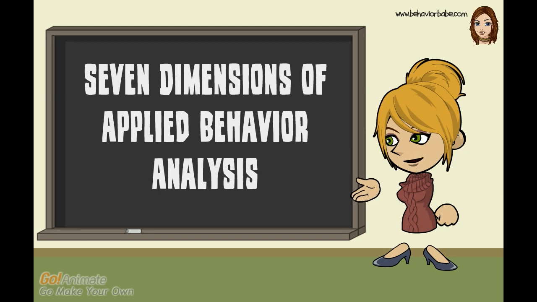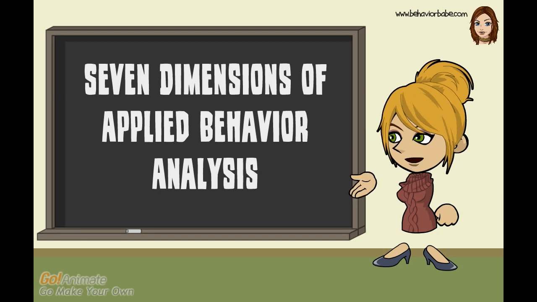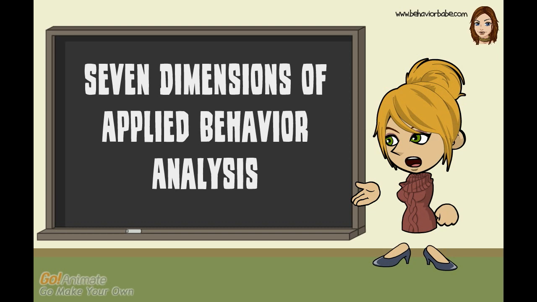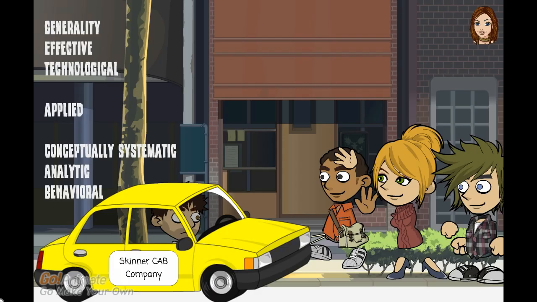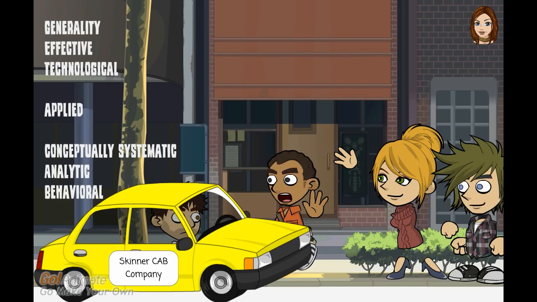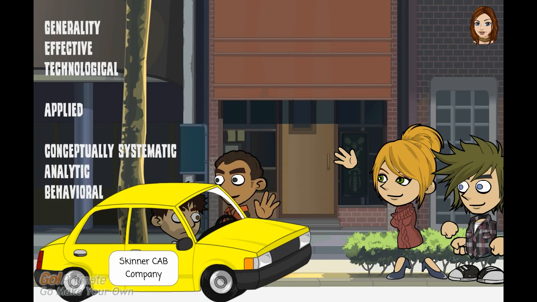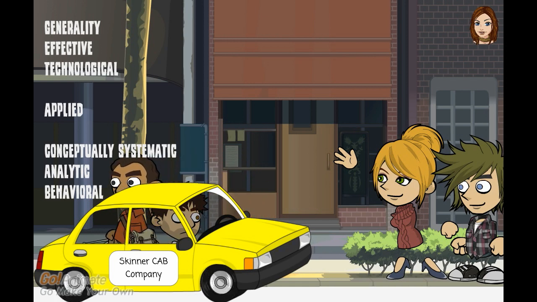Hello, I'd like to discuss with you the 7 dimensions of applied behavior analysis, sometimes referred to as ABA. One easy way for remembering the 7 dimensions is the acronym GET a CAB, which stands for Generality, Effective, Technological, Applied, Conceptually Systematic, Analytic, and Behavioral.